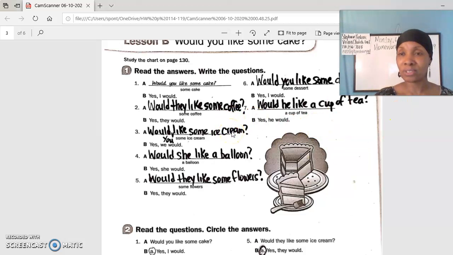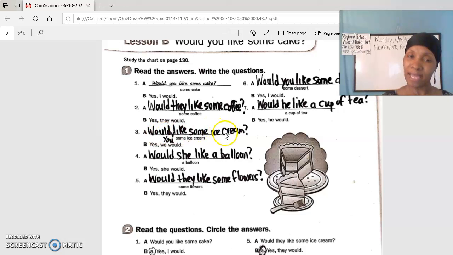We're writing the question based on the answer, all right? So number 1, and they did this one for you. Okay, I'm going to change my voice for person A and B, okay? Would you like some cake? Yes, I would. Number 2, would they like some coffee? So we're using the phrase under the line. Would they like some coffee? Yes, they would. All right, so you're going to use the same pronoun that's in the answer. That's what you want to use in your question, okay?